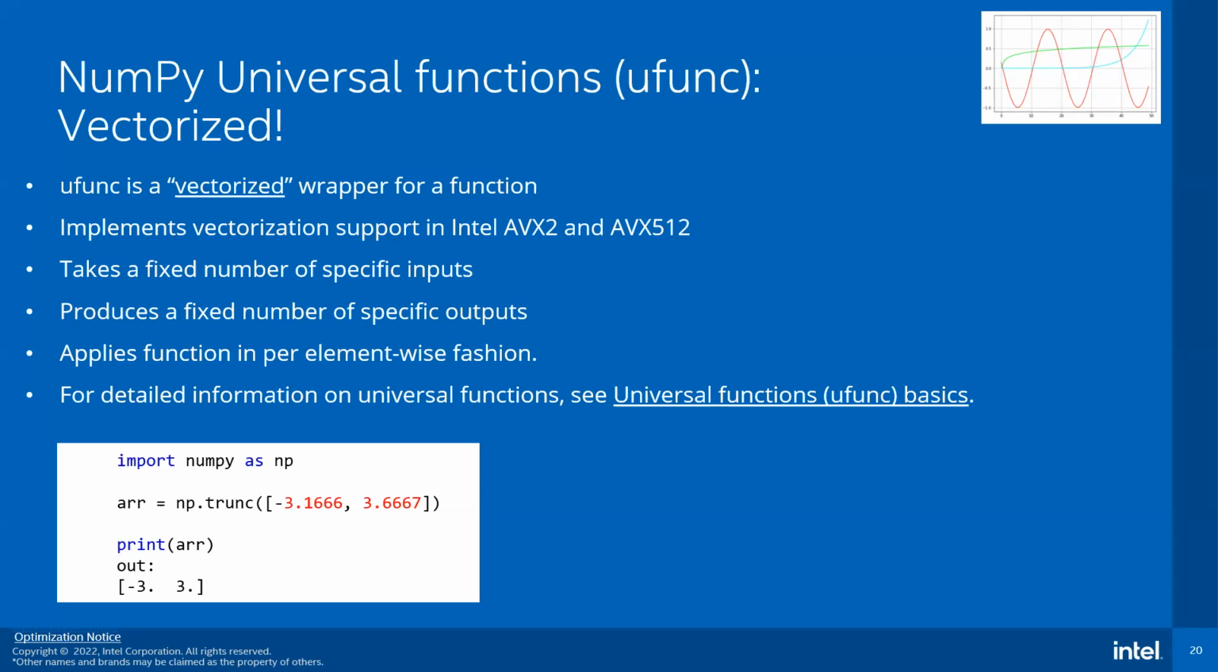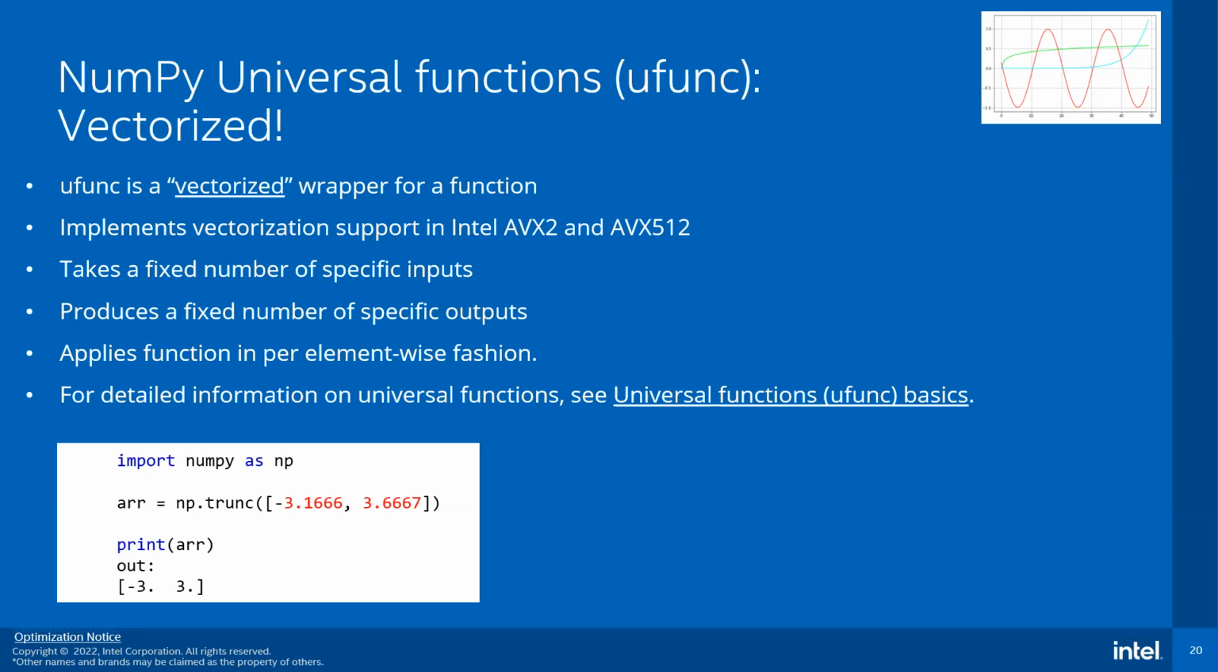Okay, so implementations: vectorization, supporting automatically AVX 2 and AVX 512, and further back in time, SIMD instructions and so forth, but it'll use the latest and greatest ones where it makes sense. It takes a fixed number of specific inputs. The thing about a ufunc is that it's well defined in terms of the API. It produces a fixed number of specific outputs. So it's typically a very specific function that you're trying to do.